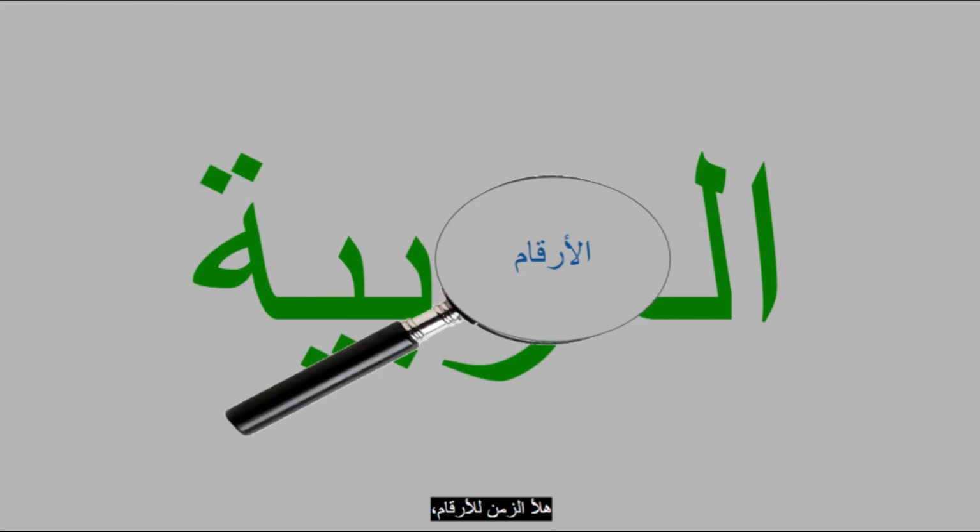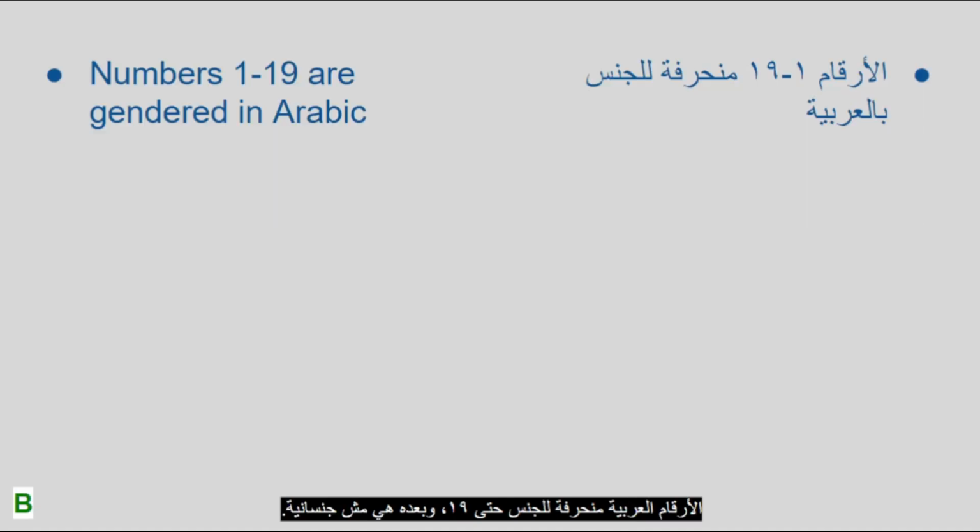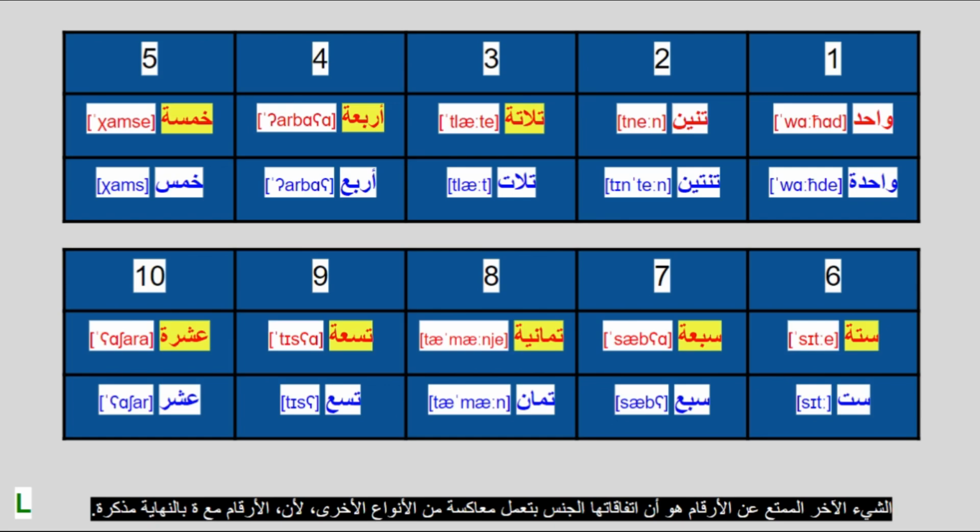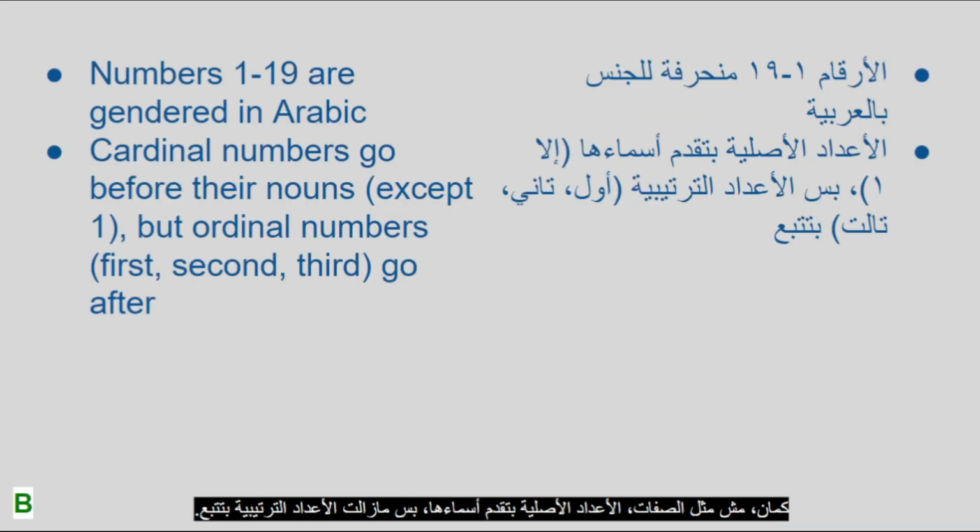Now it's time for the numbers, so here's 1 through 10. Numbers in Arabic are inflected for gender up until 19, after which they aren't gendered anymore. The other interesting thing about the numbers is that their gender agreements work the opposite way from other word classes, as in, the numbers that end with ta marbuta are masculine except one. Also, unlike adjectives, cardinal numbers go before their nouns, but ordinal numbers still go after.